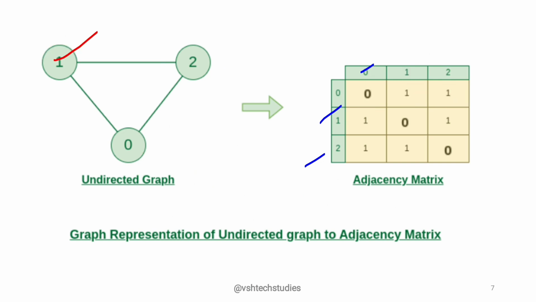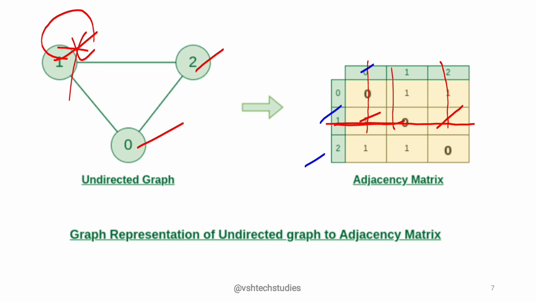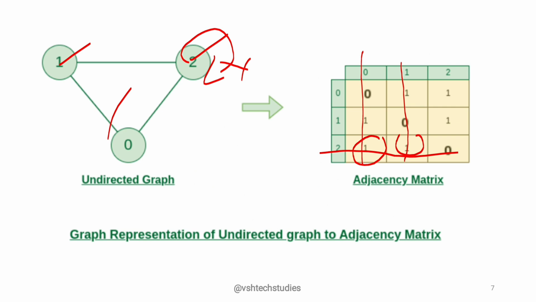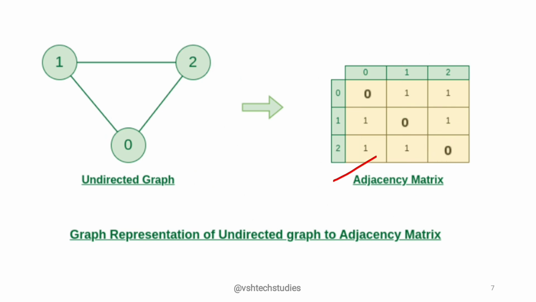For 1, 2 and 0 are incident or adjacent. So for 1, 0 and 2 are filled with 1. 1 to 1 there is no connection, so 1 to 1 there is 0. Similarly for 2, 0 and 1 are adjacent nodes, so 1 is filled. 2 to 2 there is no connection, hence 0 is filled. So this is the adjacency matrix for the given undirected graph.